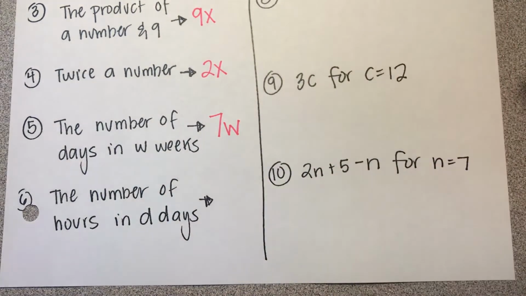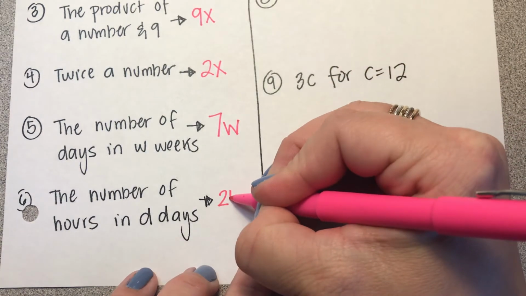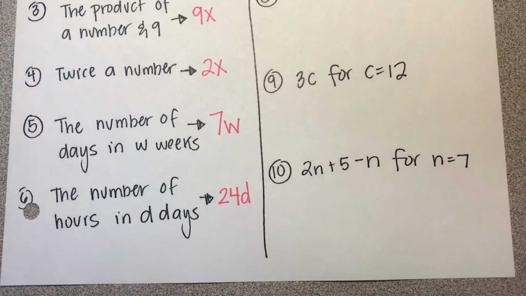Okay, what about the number of hours in D days? Well, there's 24 hours in one day, so it's 24 hours times the number of days.